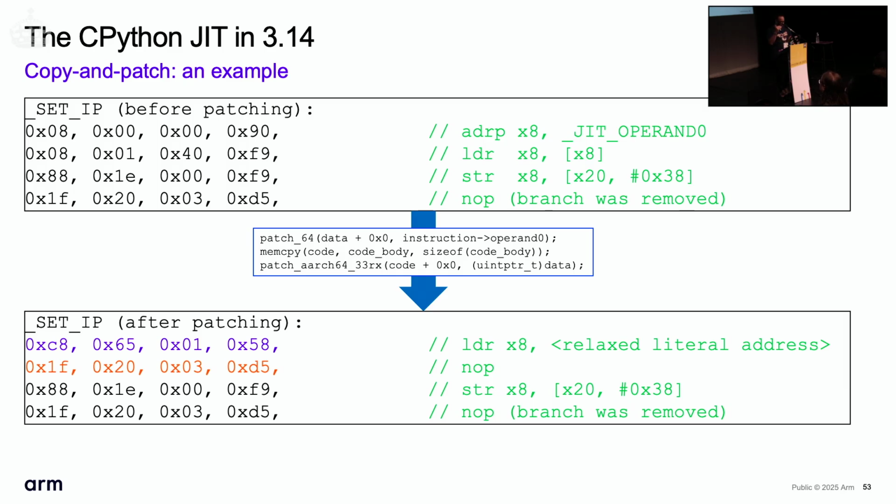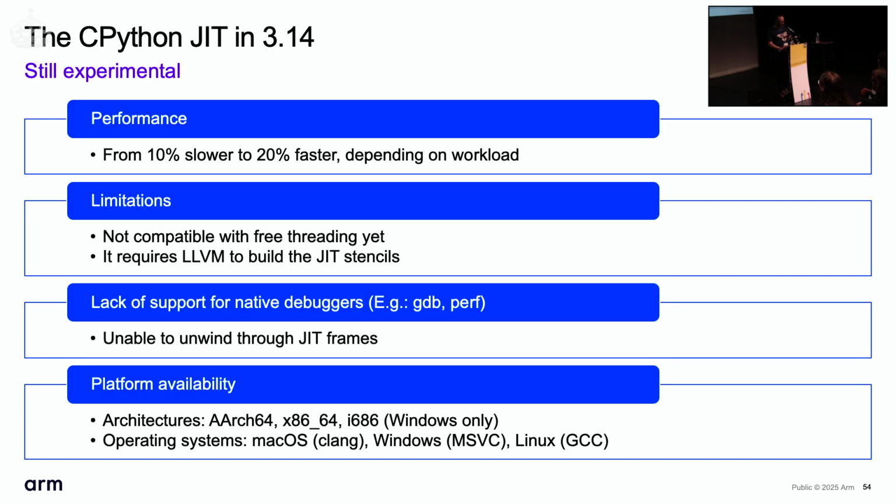So we have two actual instructions instead of the initial four that we had at the beginning when we saw the code. And at this point, once it has been patched, it is ready to be executed.